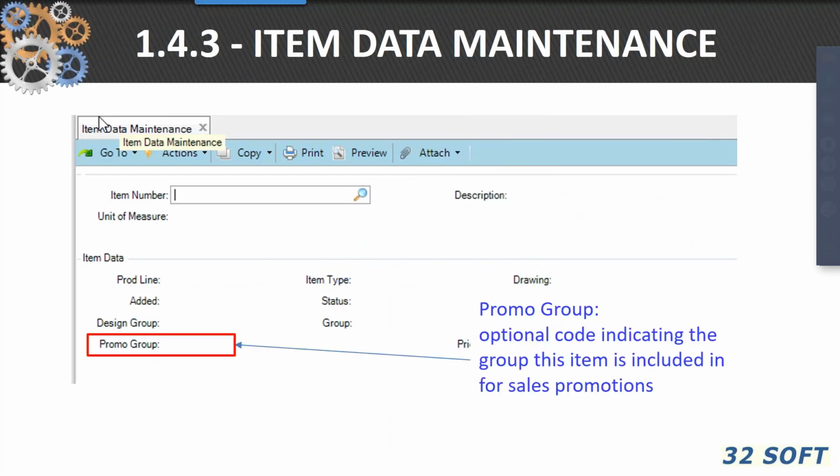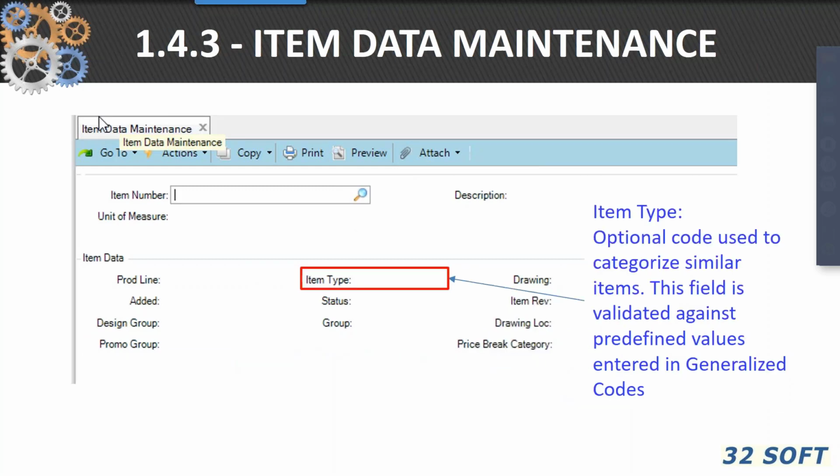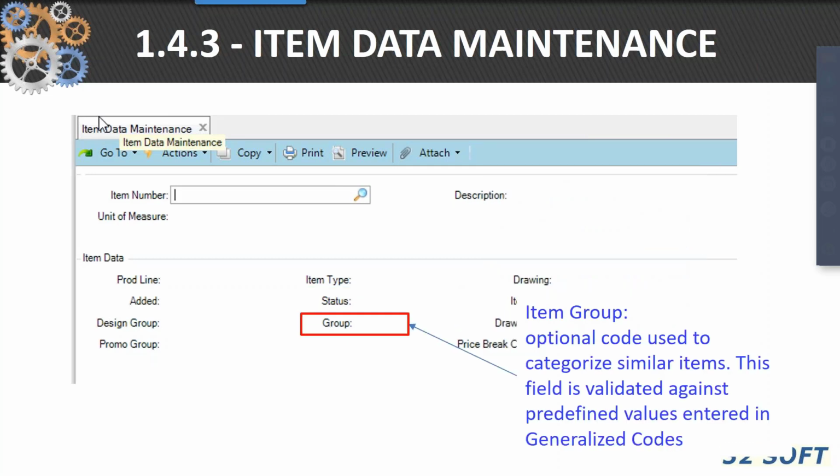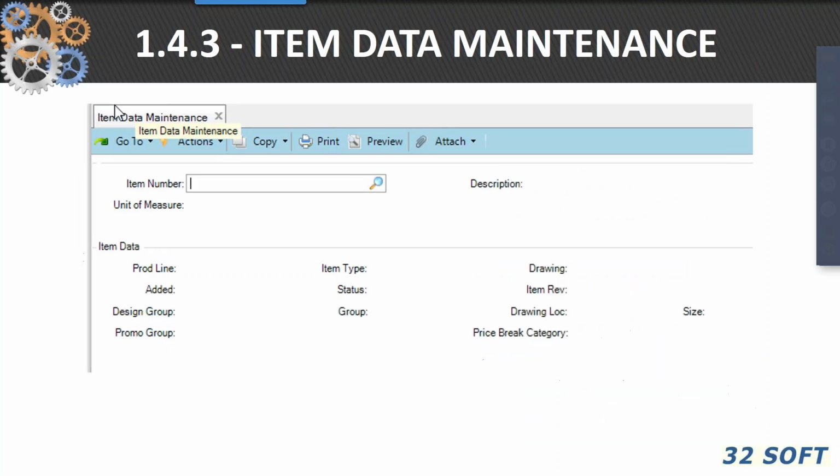I'm kind of flying over those particular fields that don't have anything to do with MRP, but they're there. You should know what they are. There's item type, an optional code for summarizing categories. The status code can have a significant impact on MRP itself, and we'll talk about the item status code and the restrictions associated with that item status in just a second. There's a group code, another optional.